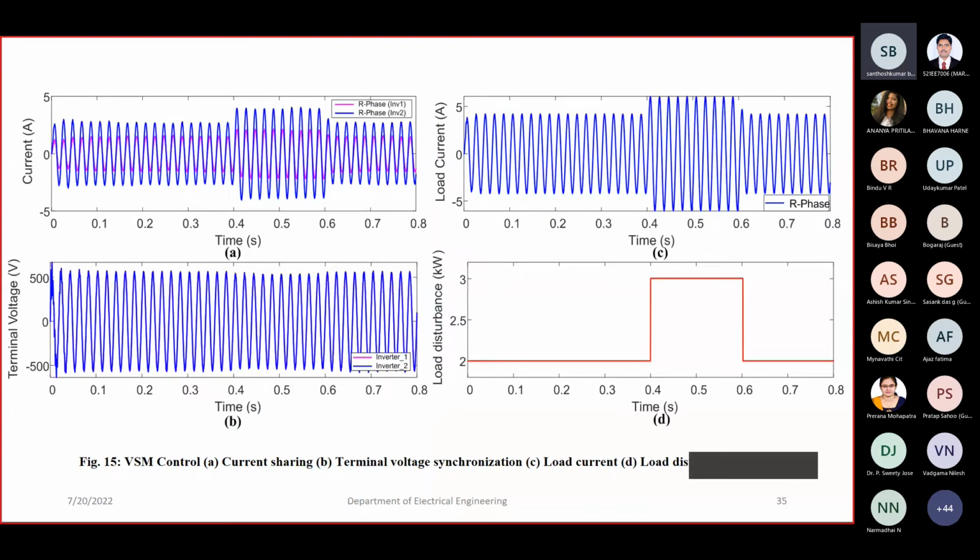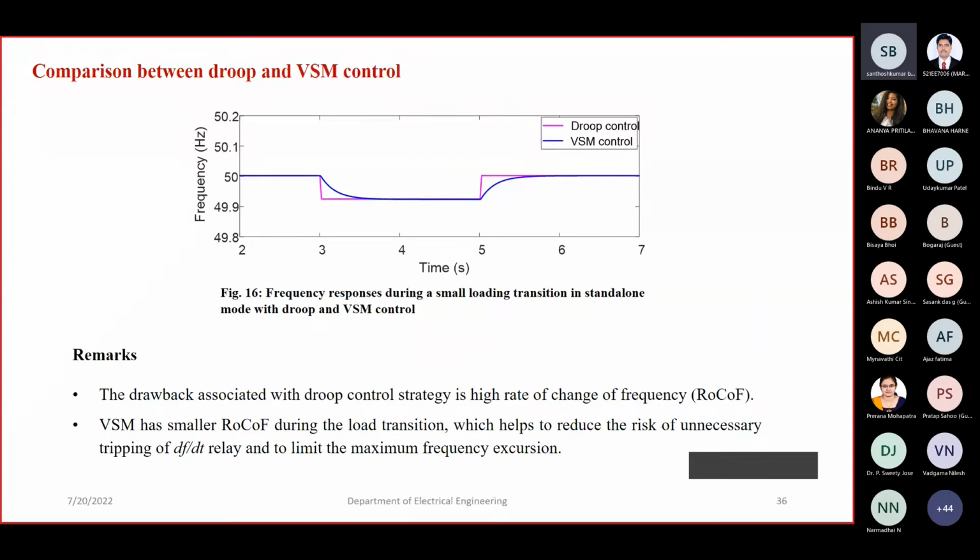The droop and VSM results are almost the same, except the rate of change of frequency. Here I am showing the comparison between the droop and VSM. By using this VSM, you can see the rate of change of frequency is reduced. This is the main advantage of using VSM. The remark: the drawback associated with droop control is high rate of change of frequency. So VSM helps to reduce the risk of unnecessary tripping of the df by dt relay and to limit the maximum frequency excursions.